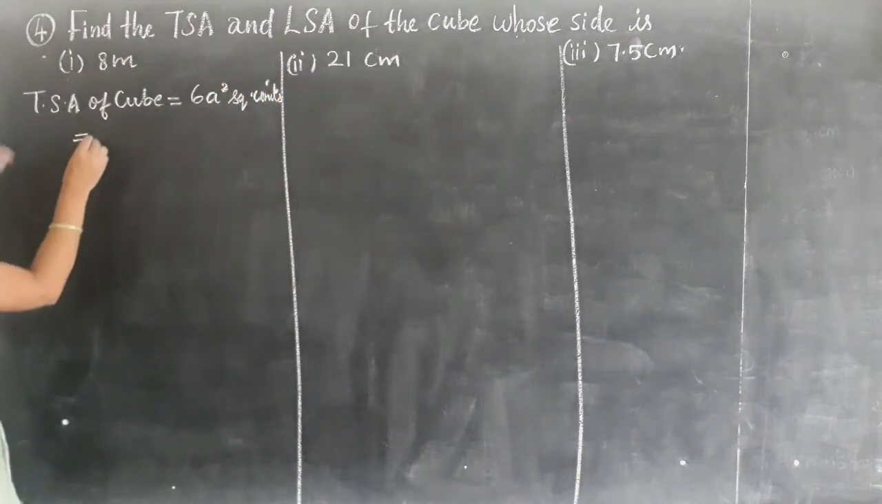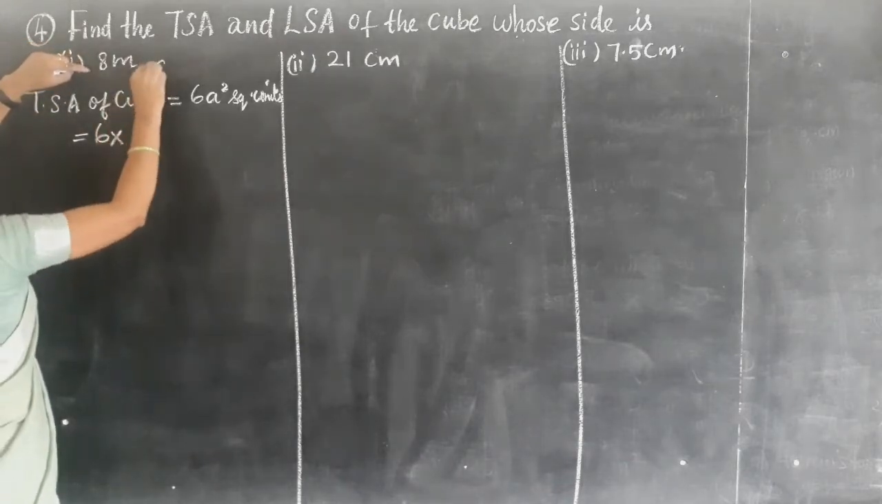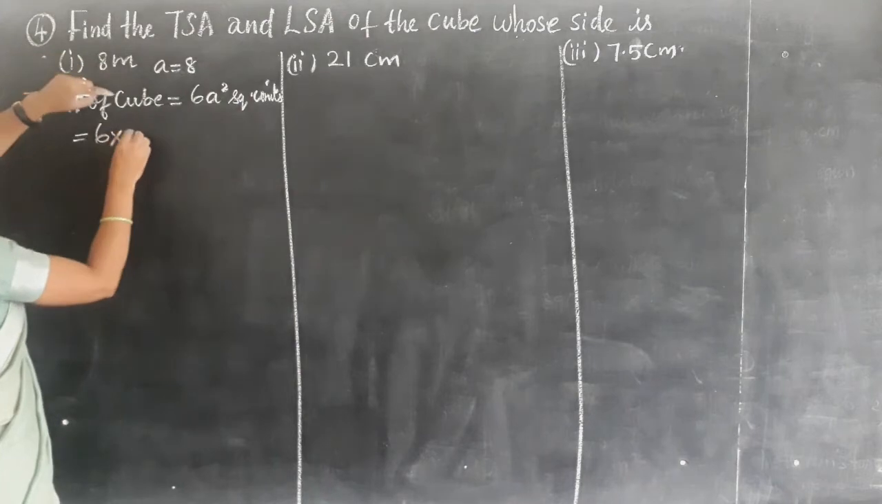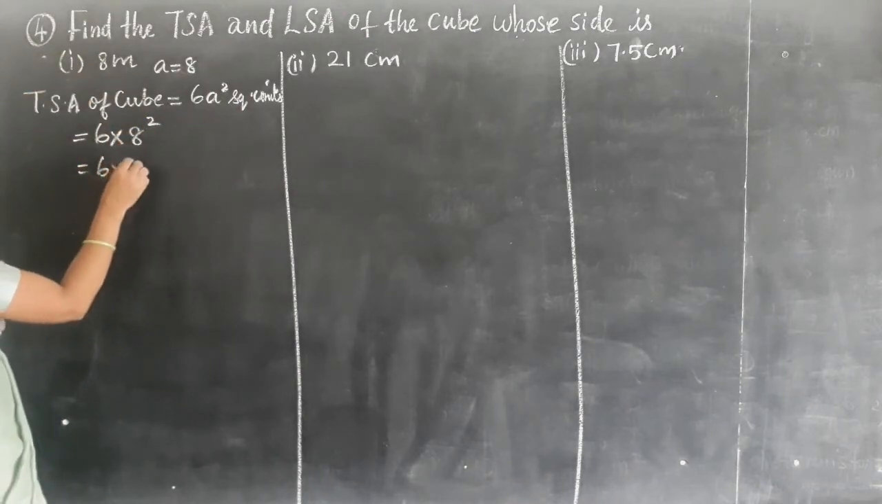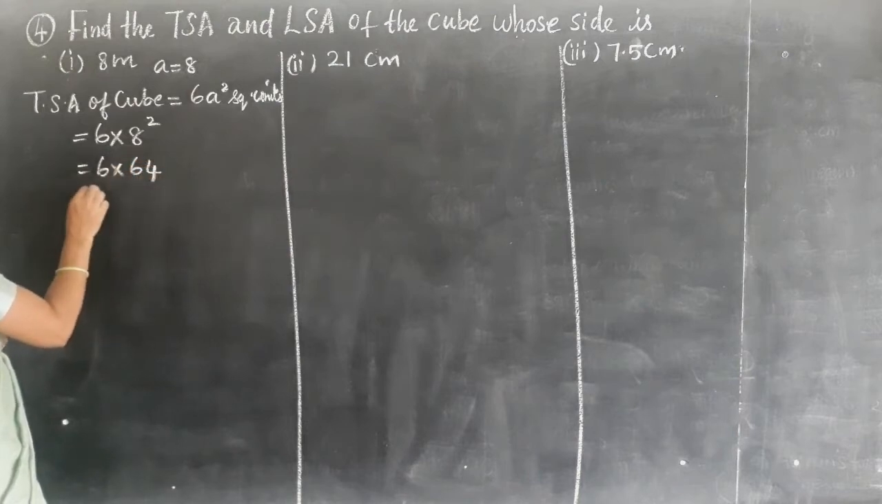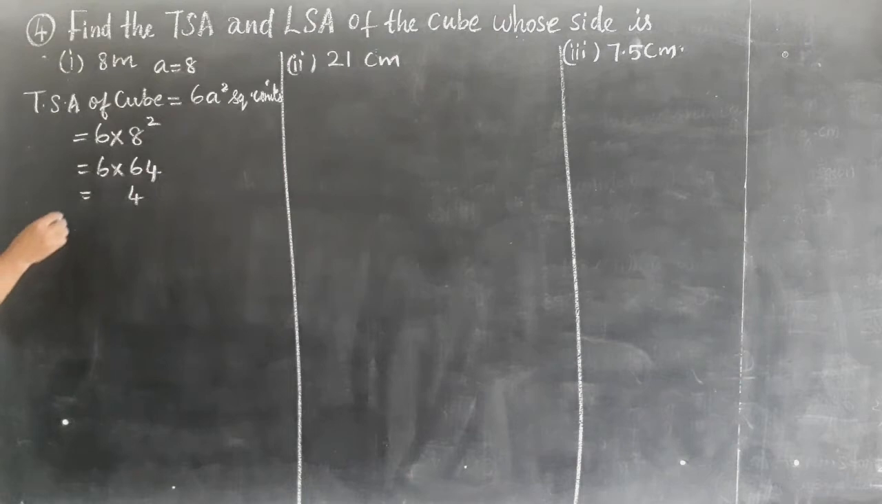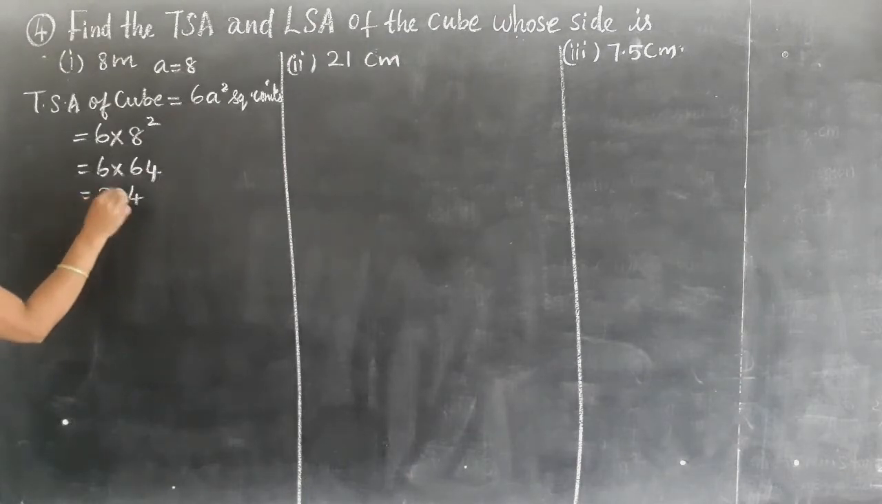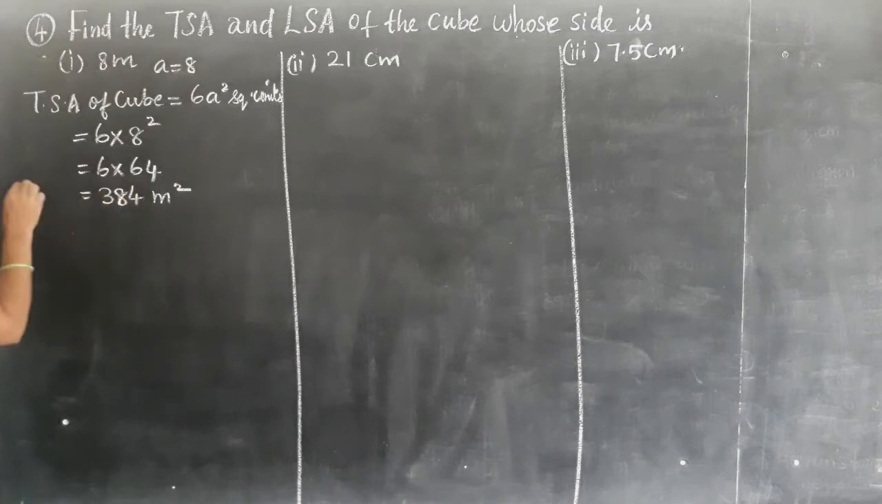Okay, 6a square, so taking a is equal to 8 meter. So 8 square, 6 into 8 into 8, 64. So 6 4s are 24, remaining 2, 6 6s are 36, 36 plus 2, 38, 384 meter square. TSA is equal to 384.